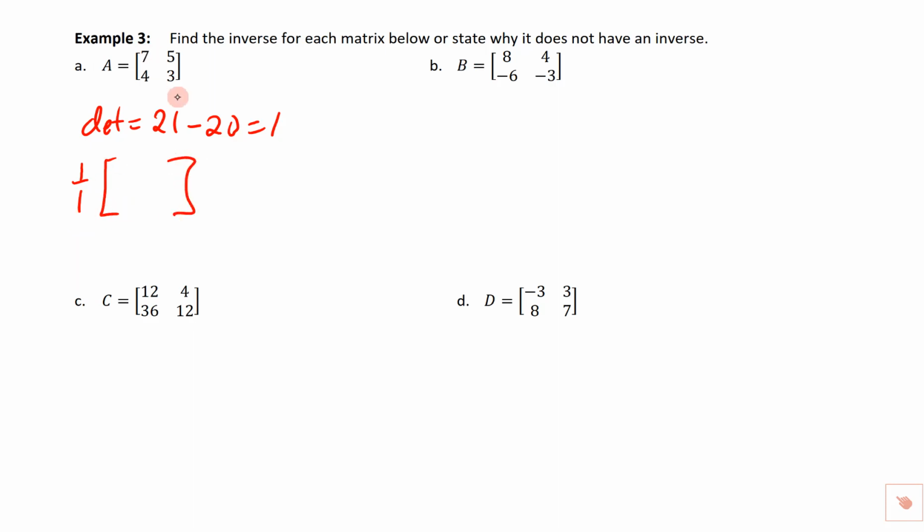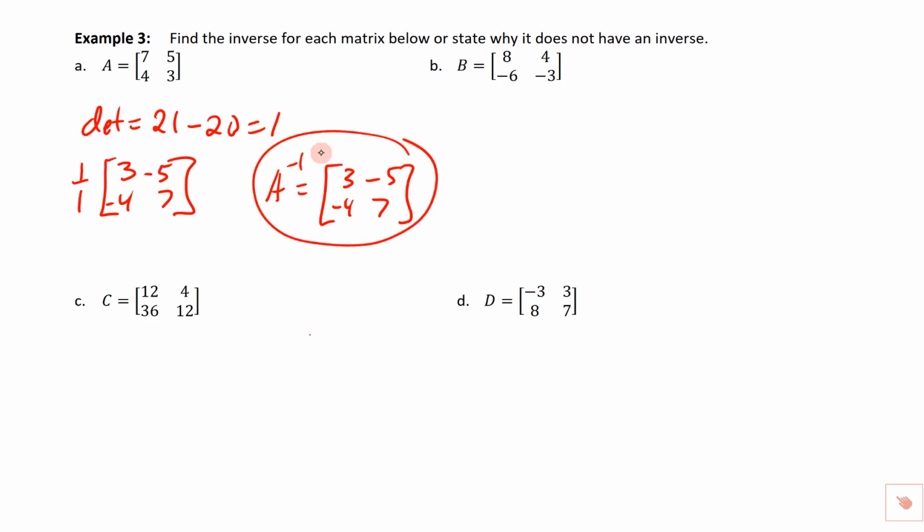And then we switch the downward diagonal, so we have a 3 and a 7. These two stay in the same place. We just multiply them each by a negative. And then we distribute through. So if this were the case, we're multiplying through by a 1, so we've got A inverse is equal to, this would just be 3, -5, -4, and 7. So let's go ahead and grab that. We'll circle the answer and just continue on here. It's a very simple process. We just need to make sure that we've got this down.